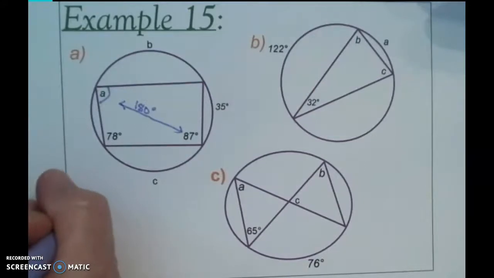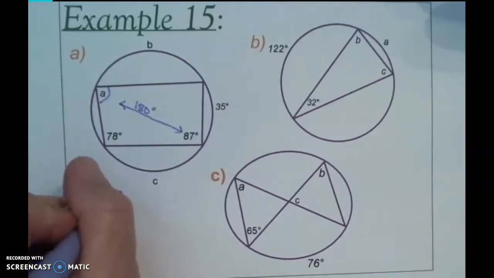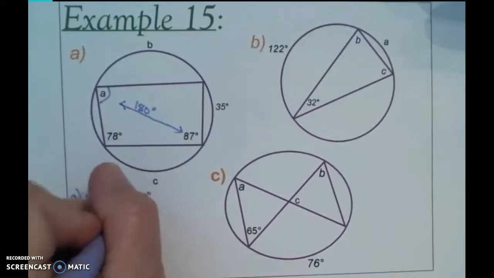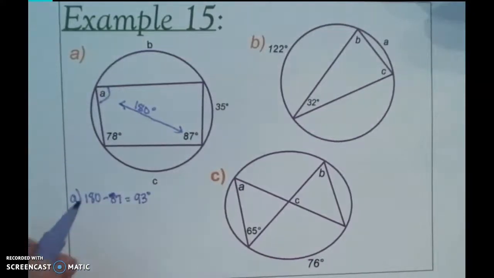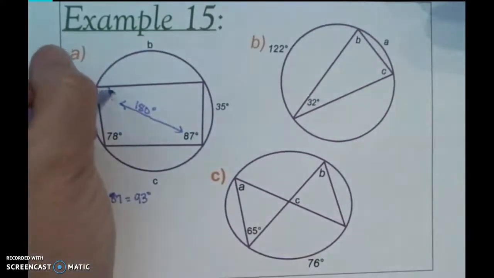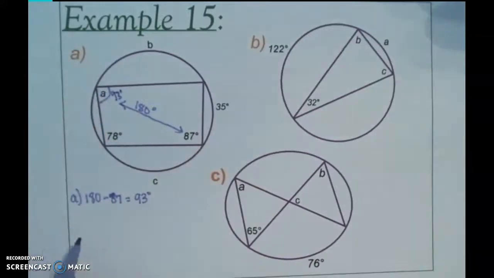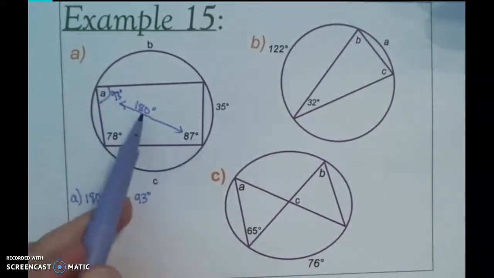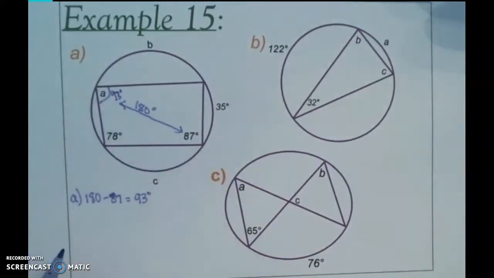So 180 minus that 87 degrees, that's an 8, is 93 degrees. Okay. So we just figured out that this is 93 degrees. So if I add both of those, I'm back to 180.